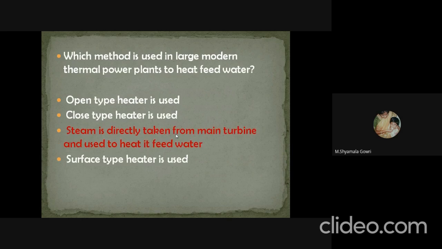Which method is used in large modern thermal power plants to heat feed water? Steam is directly taken from the main turbine and used to heat the feed water. This method is used in large modern thermal power plants to heat feed water.